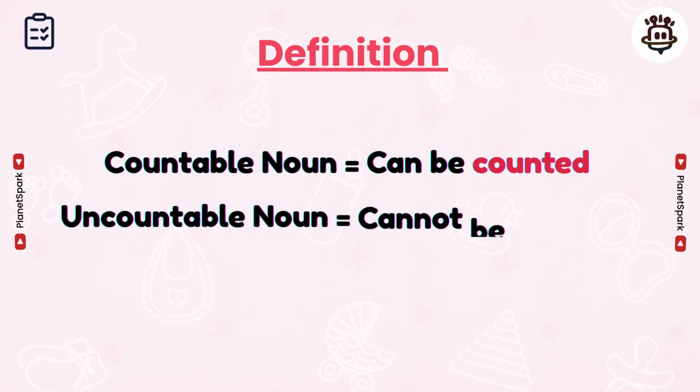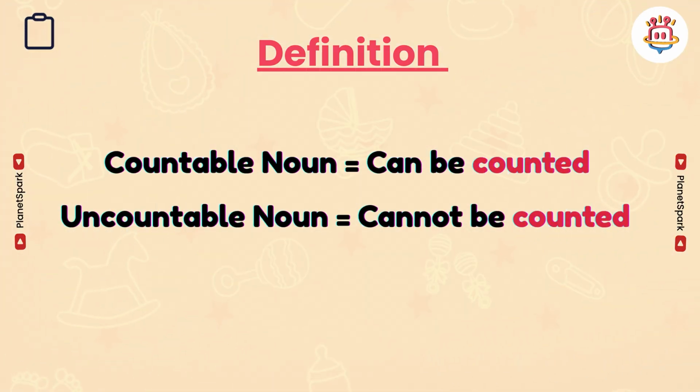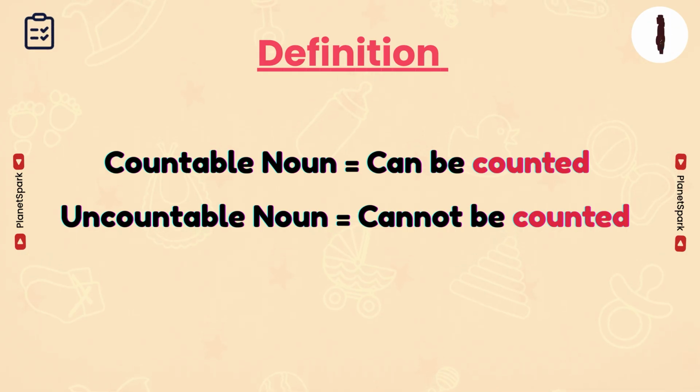A countable noun is something we can count using numbers. Listen again. A countable noun is something we can count using numbers. An uncountable noun is something we cannot count using numbers. Listen again. An uncountable noun is something we cannot count using numbers.